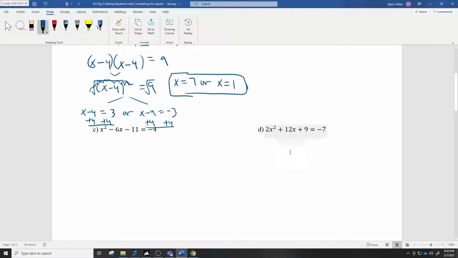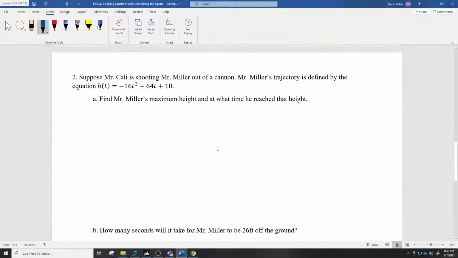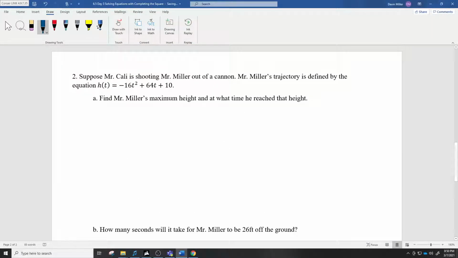There's 1, 2, 3, 4 left. And then on the back side, we'll do the word problem. So number 2 on the back, and then we'll be finished. Suppose Mr. Callie is shooting Mr. Miller out of a cannon. Mr. Miller's trajectory is defined by the equation h of t equals negative 16t squared plus 64t plus 10.